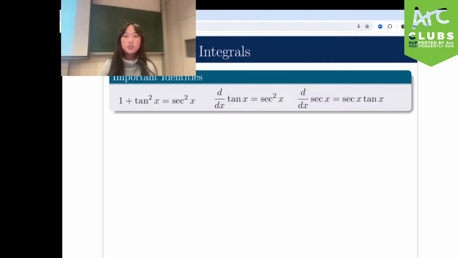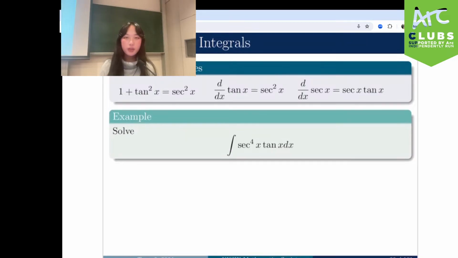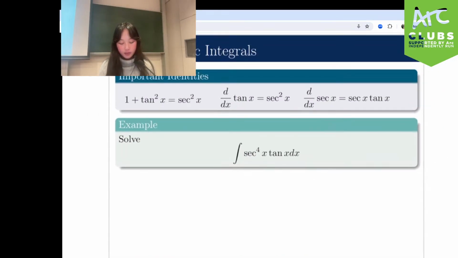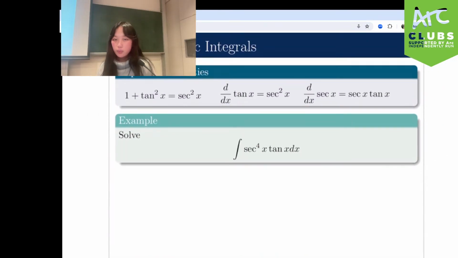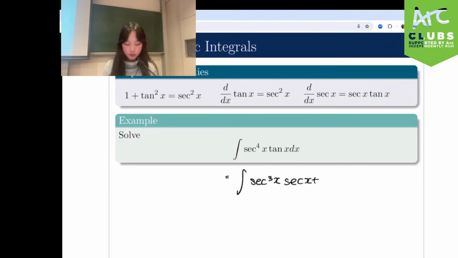All right, let's do some examples. Let's do this one. Okay, and I'm gonna think of a way to do this as quickly as I possibly can. And what I noticed is that the one that has a power is the sec. So I could write it like this because I want to make a sec substitution.